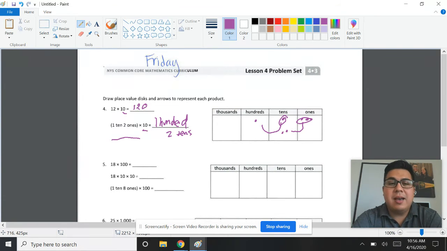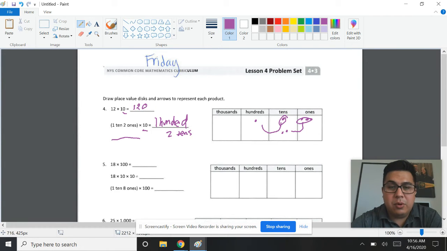So I know this math kind of looks a little bit silly, right? But when we're able to do this type of math, it allows us to really understand numbers. And when it's time to do really big numbers, especially in high school and college, it's going to become easy for you guys because you understand place value. So that's the purpose of why we do this.